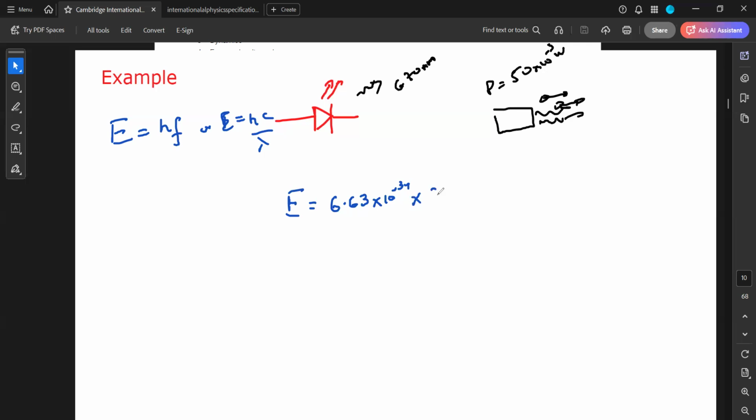c is the speed of light, or electromagnetic radiation, 3 exponent 8, divided by the wavelength, which is 670 nanometer. Nano means 10 power negative 9. What's the answer when we divide? You can annotate on the screen. 6.63 exponent minus 34 times 3 exponent 8 divided by the wavelength, 670 exponent minus 9. What's the energy of this photon?